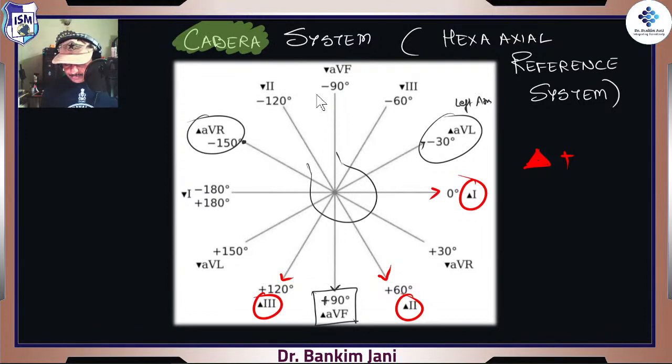Angles, all of them, right? Say this is 60 degrees, perfect. This is 120 degrees, absolutely. This is 1, 2, so they are done. This is 0 degrees, that is fine. And then AVF, AVL, and AVR, as discussed, are spaced at a distance of 120 degrees. This whole system collectively is called the Cabrera system, or the hexaxial system, or the hexaxial reference system.